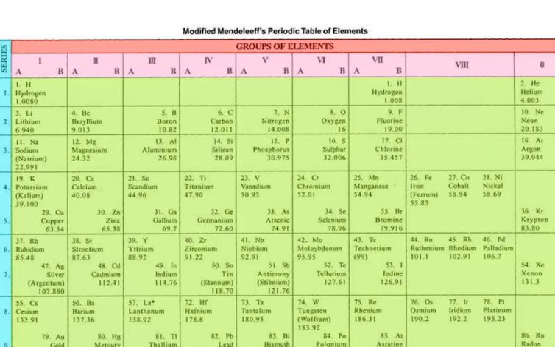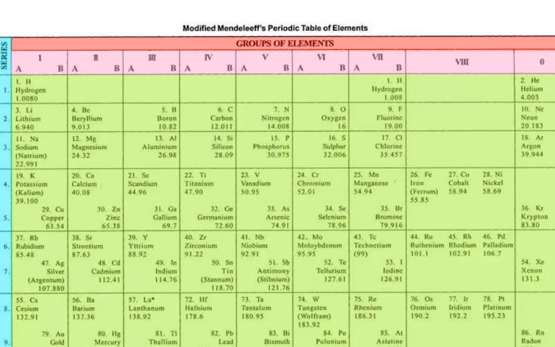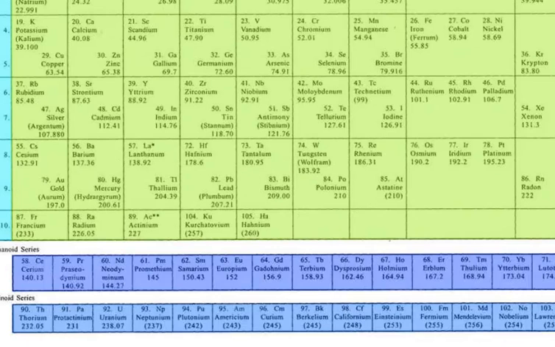This was not the original one. In the original one, there was no space for the 0 group elements, and of course the lanthanides and the actinides. Now in this, see what he has done. He has placed the lanthanoid series starting from cerium till lutetium, and the actinoid series starting from thorium till lawrencium. So this was the modern periodic table given by Mendeleev.